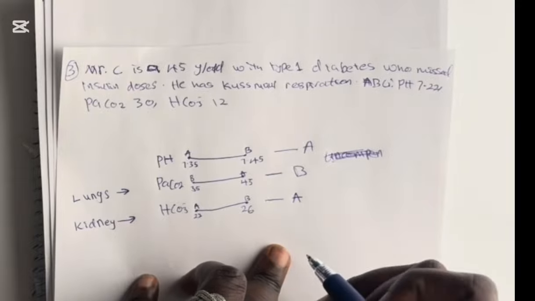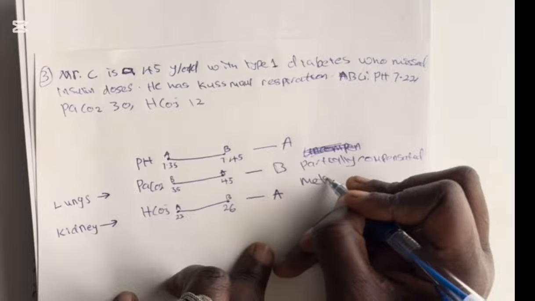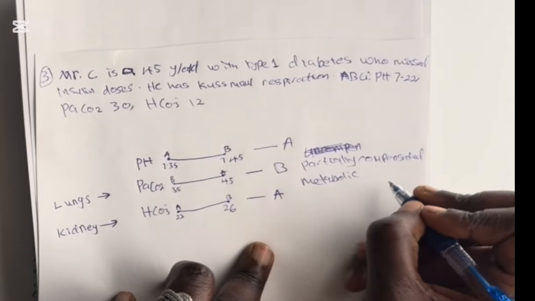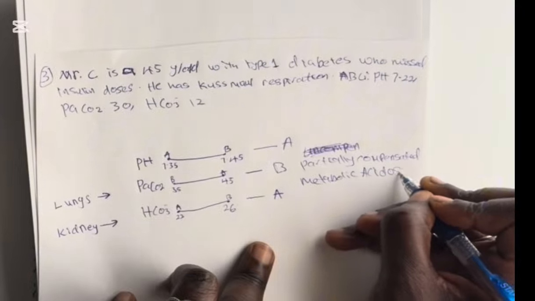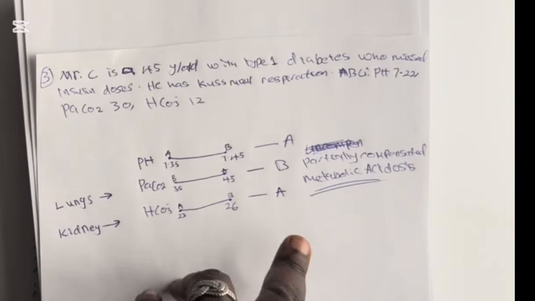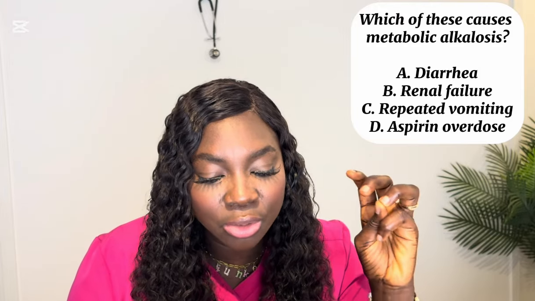So we have partially compensated metabolic acidosis. Metabolic. Remember, it's the kidney that was matched with the pH. Metabolic acidosis. Please forgive my handwriting. That's what we have. Next question says, which of these cause metabolic alkalosis?